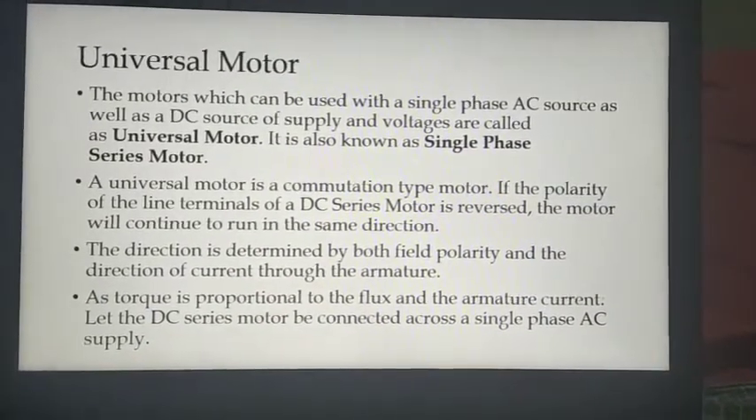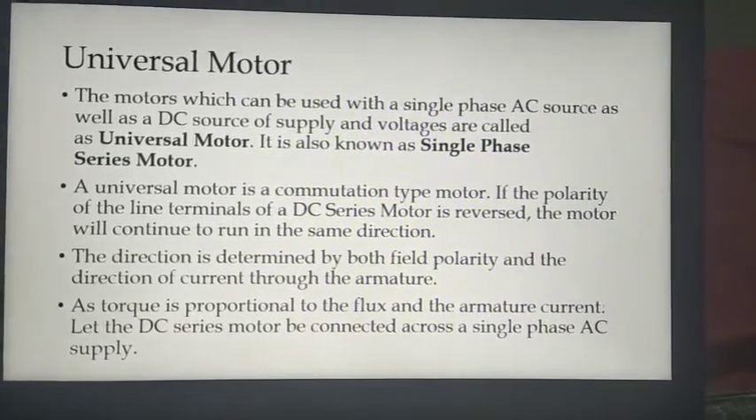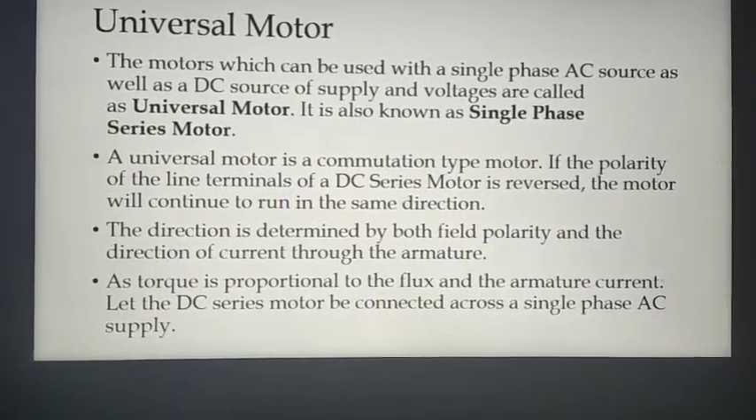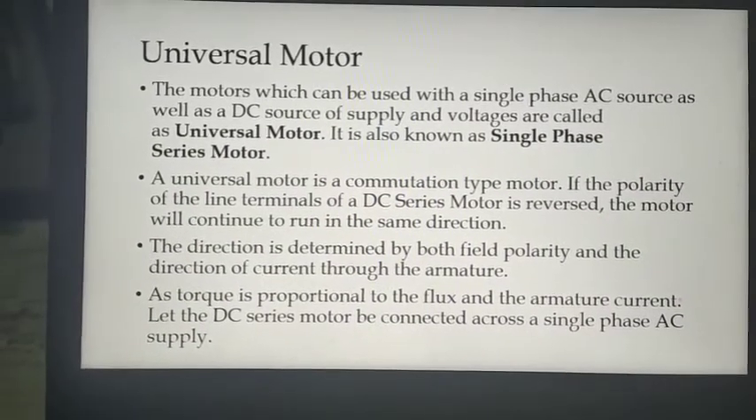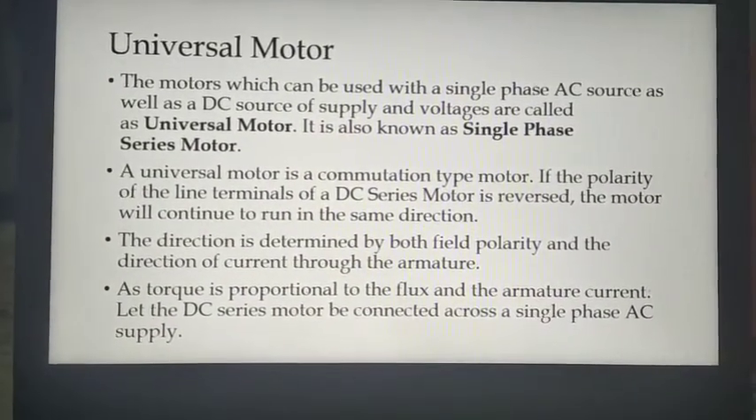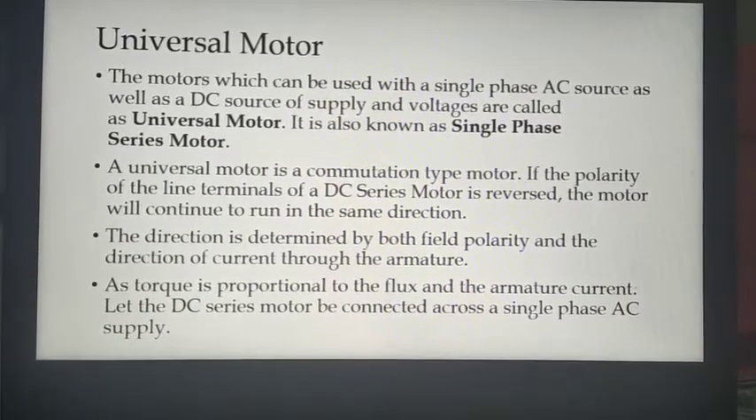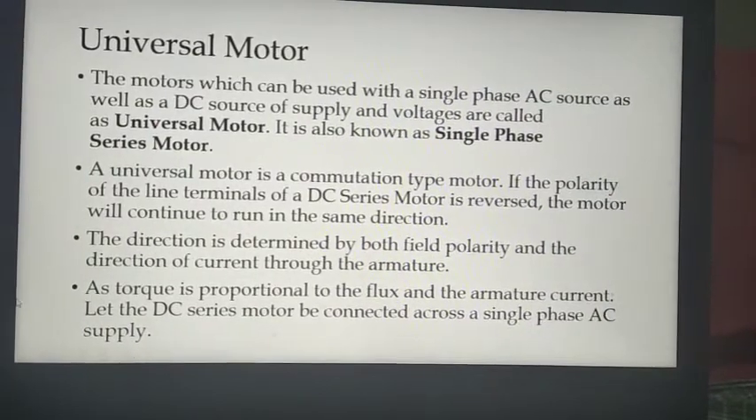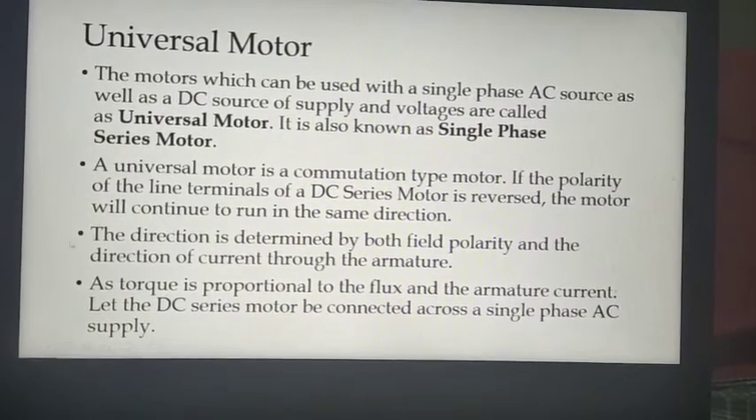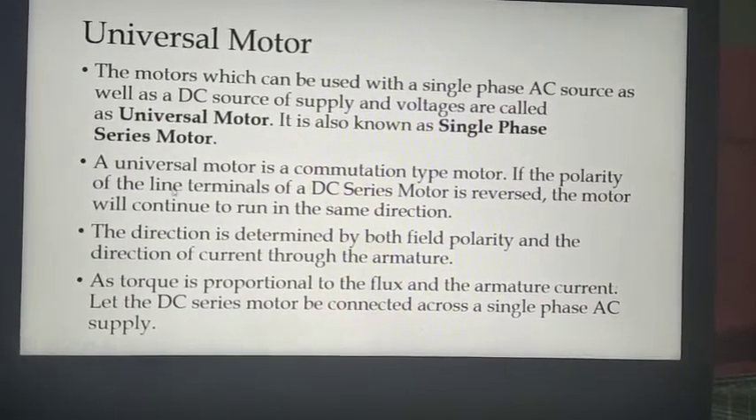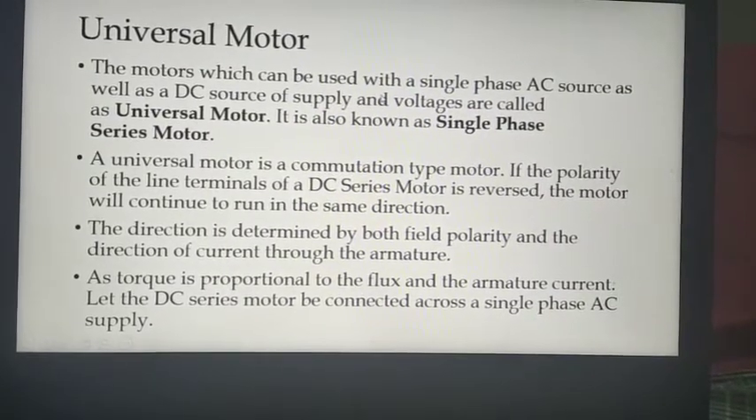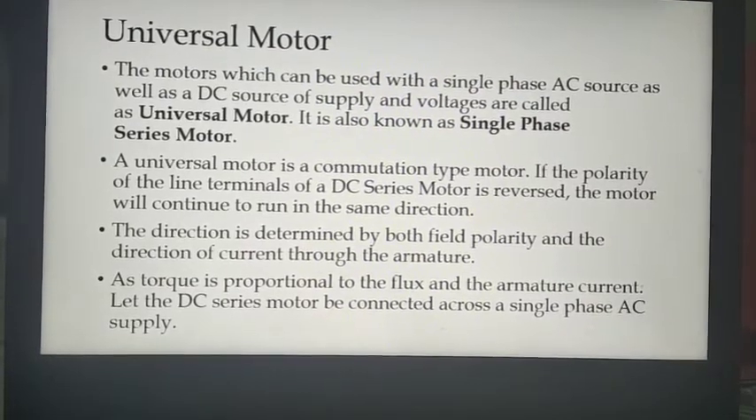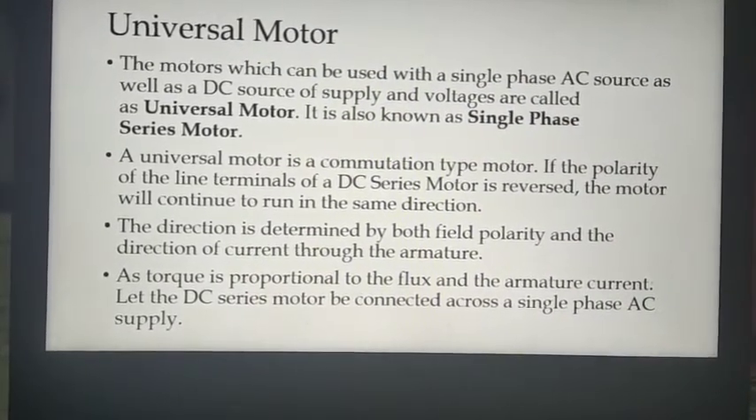So our next topic is the universal motor. Already I said AC series motor and universal motor is our last topic. So now we have the universal motor. The universal motor means it works on both AC supply as well as DC supply. So the main thing is that the motor which can be used on a single phase AC source as well as a DC source of supply and voltage is called a universal motor. It is known as a single phase series motor.